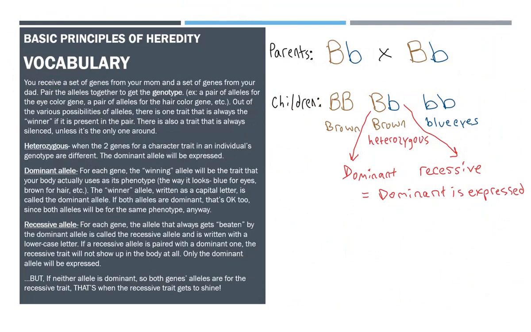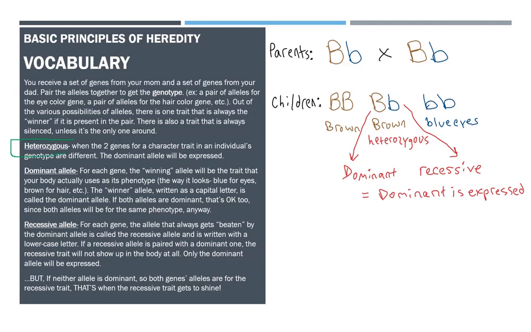So you receive a set of genes from your mom and a set of genes from your dad. Pair the alleles together to get the genotype. Out of the various possibilities of alleles, there is one trait that is always the winner if it is present in the pair. And then there's one trait that is silenced unless it is the only one around, unless it doesn't have that dominant winner to silence it.